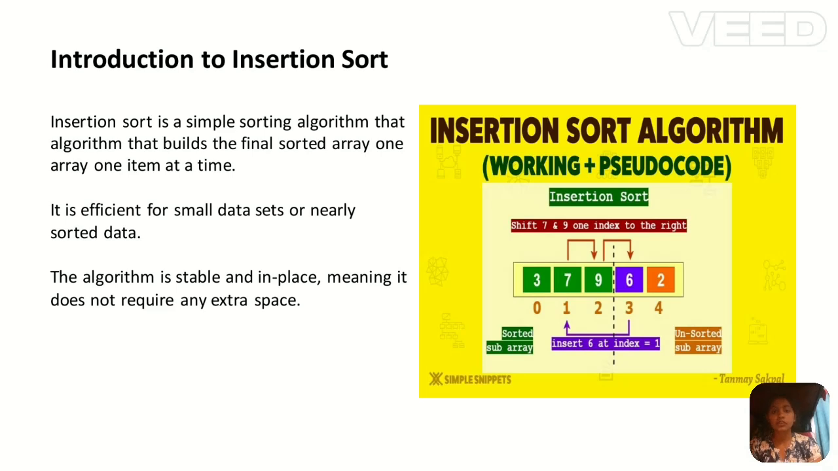So, introduction to the insertion sort. Insertion sort is a simple sorting algorithm that builds the final sorted array, one item at a time. It is efficient for small data sets or nearly sorted data. The algorithm is stable and in place, meaning it does not require any extra space.